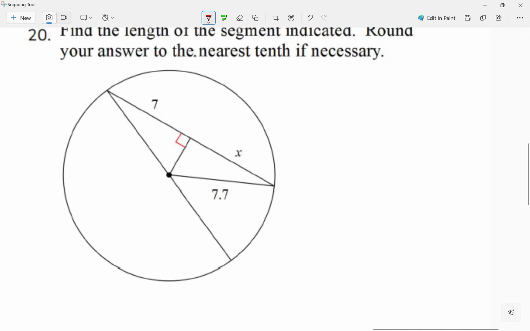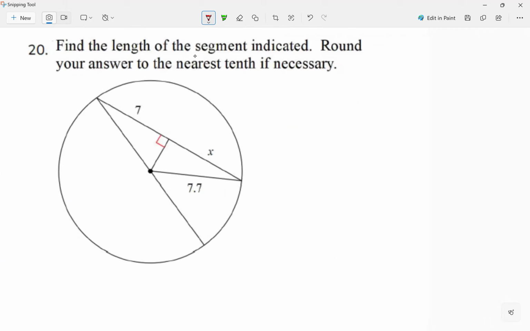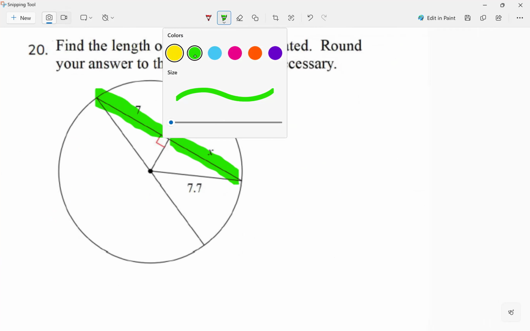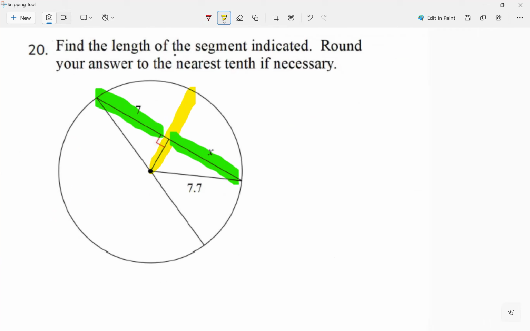Now, let's take a look at number 20. Find the length of the segment indicated. Round your answer to the nearest tenth if necessary. So the segment indicated is X. So it's this one. Well, shouldn't that be as big as this other one? Because I can see, I'm going to highlight in yellow, I could make a whole radius right there, right? I'm only showing you part of the radius, but a radius is crossing the chord at 90 degrees. So that means the chord gets cut in half. So my X is equal to 7 as well.